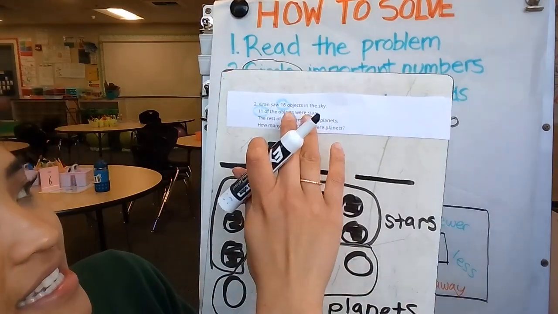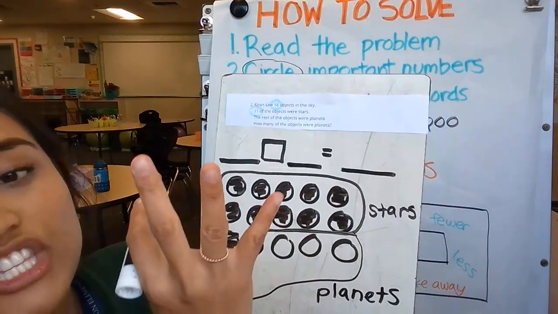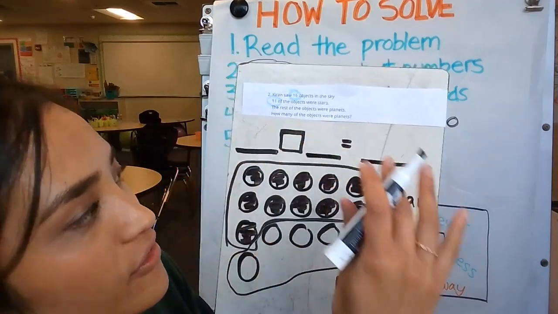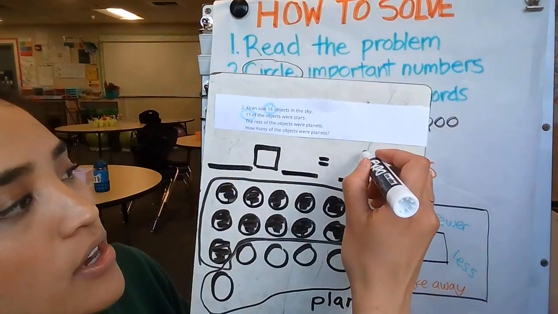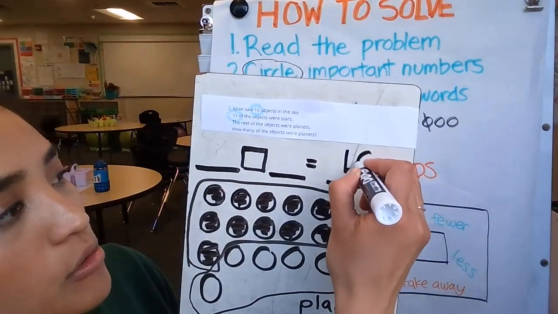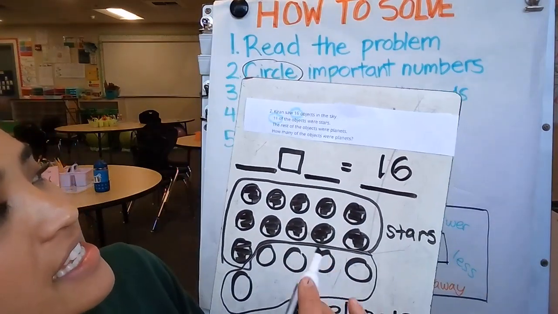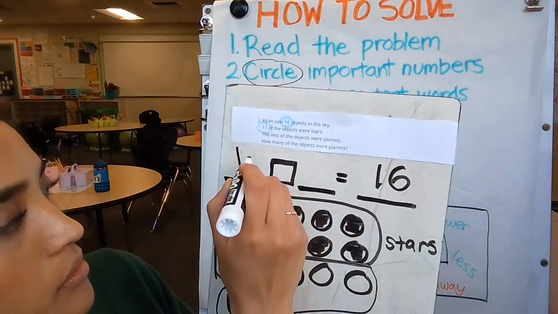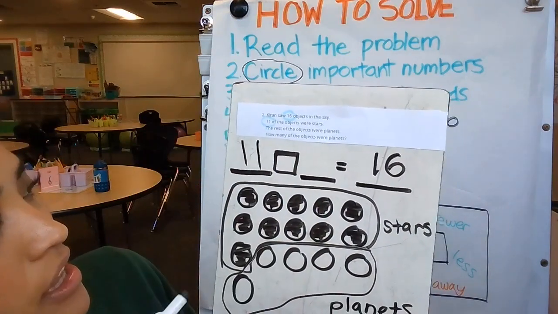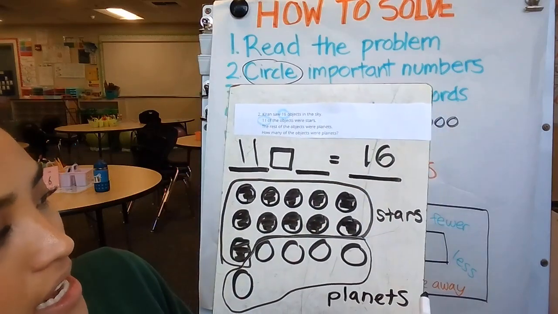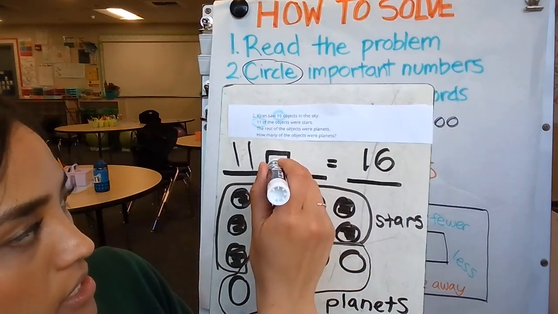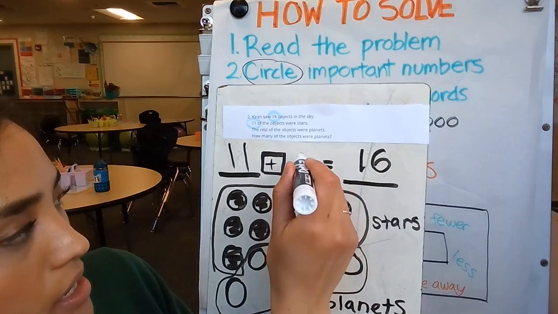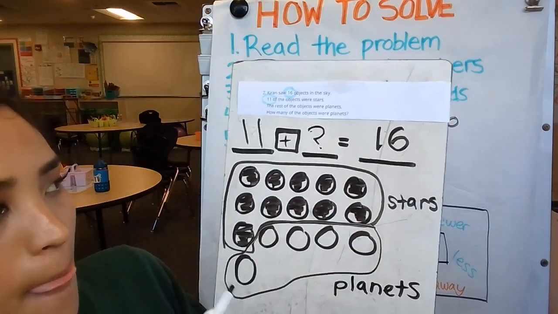So Kieran saw 16 objects in the sky. That means in total, everything all together was 16. So I know that goes after the equal sign. It says 11 of the objects were stars. And the rest were planets. So I'm not really taking anything away. I can do plus question mark.